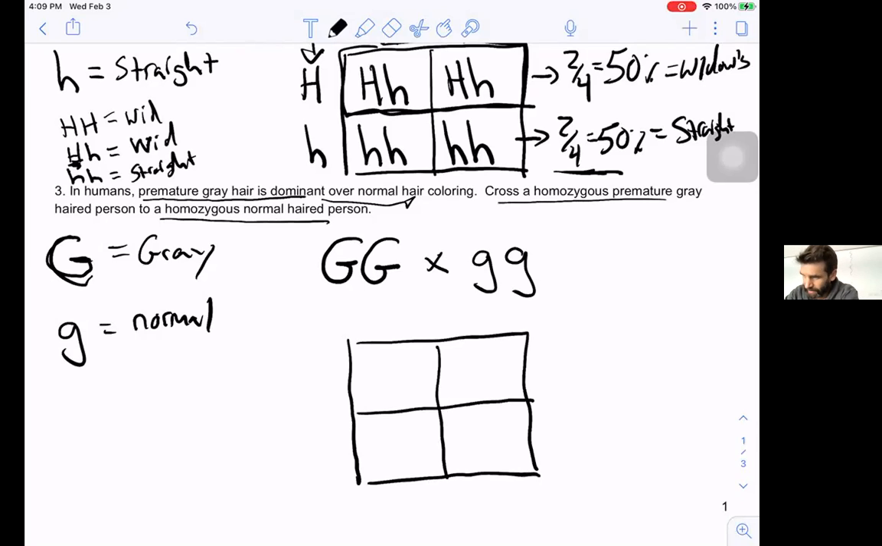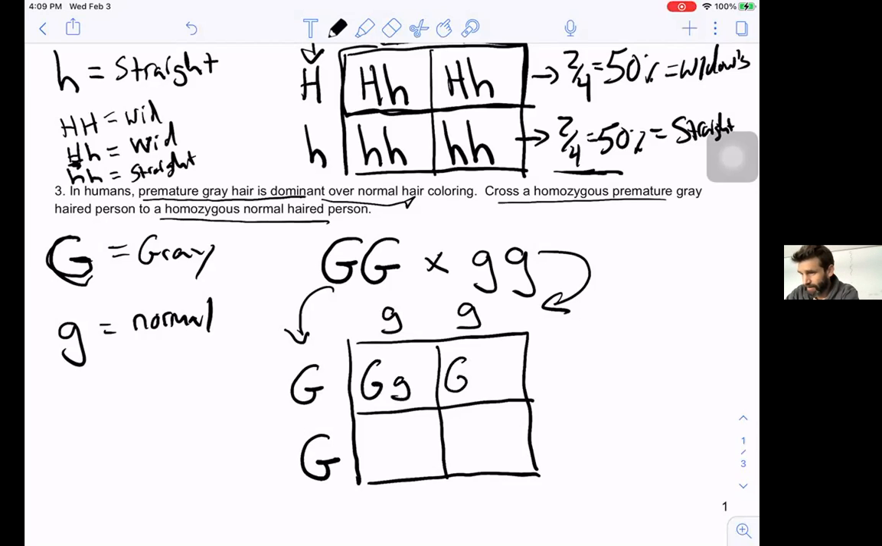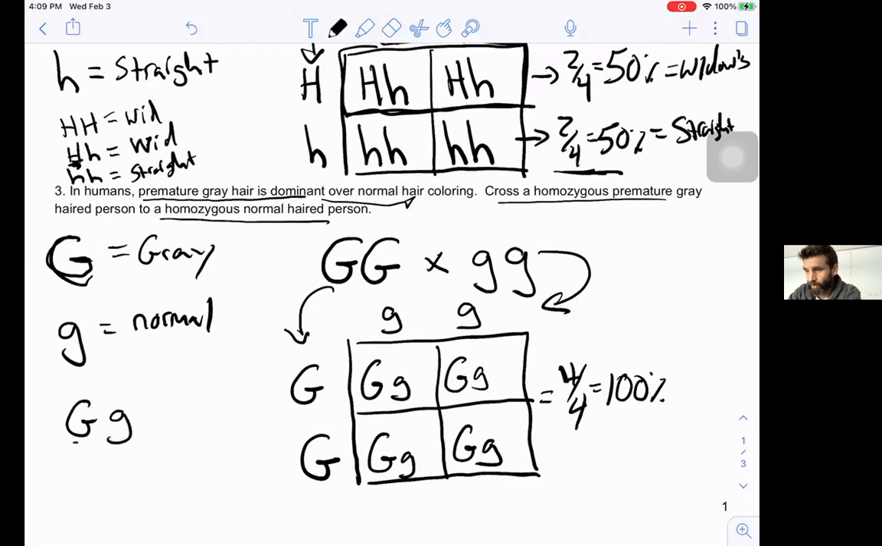Make our Punnett square here. These go here. These ones go here. So big G, little g. And you might be able to predict that all of these are going to be heterozygous. So 4 out of 4, 100% are heterozygous. And in this case, heterozygous, so big G, little g, one copy of the dominant gene, we know this would be gray or premature gray.